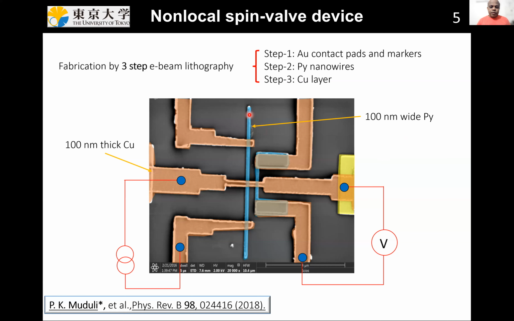You can see that there are these two blue nanowires, which are ferromagnetic nanowires, and there is a non-magnetic nanowire bridging between these two ferromagnetic nanowires. This kind of device is usually made using electron beam lithography in three different steps. Let me explain how those devices actually work.